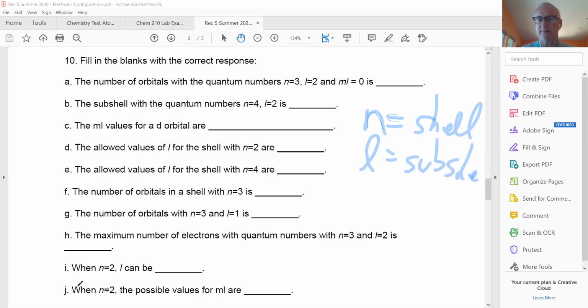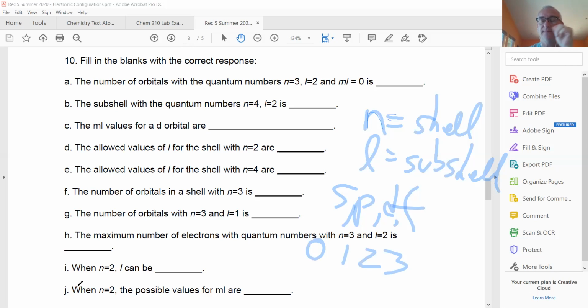Don't get hung up on what the official names for these are, because they're confusing names, like magnetic and azimuth and principal. Think of it this way. n is shell, l is subshell. We know what the subshells are: s, p, d, and f. There's only 4 of them, and the addresses for those are 0, 1, 2, and 3. So there's only 4 numbers that l can be, and it just describes what this subshell is.